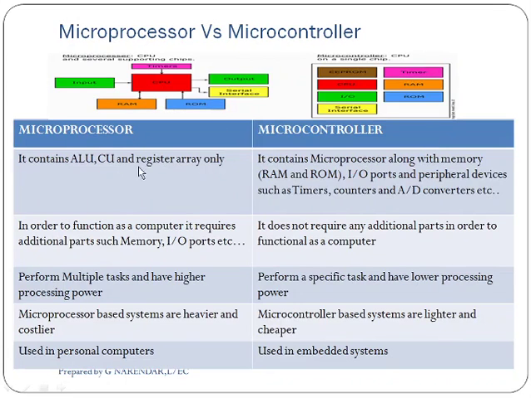But what does a microcontroller contain? A microcontroller contains not only the microprocessor, but along with it, it also contains memory, that is RAM and ROM. It also contains input and output ports. Ports means connecting pins. And it also has peripheral devices, some other devices like timers, counters, AD converters, etc. All are present inside your microcontroller.